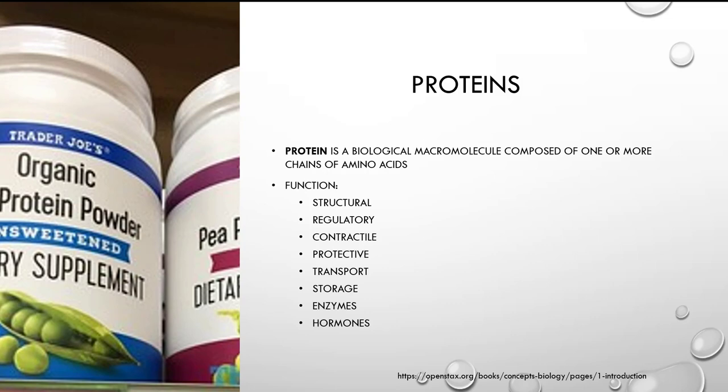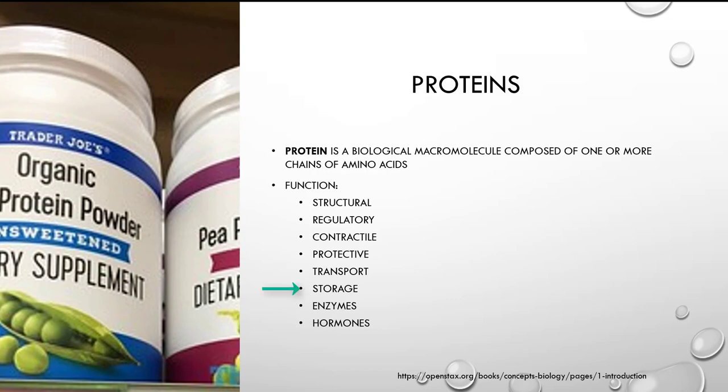So think of structural, so they make up the structure of your body. So muscles, the fibers, everything that is constructed within your body. Regulatory, so heart contractions, all of that. Contractile, so again, muscle contractions. Protective, immune response, would be a function. Transport, so transporting things from one side of the body to another, like transport vesicles.